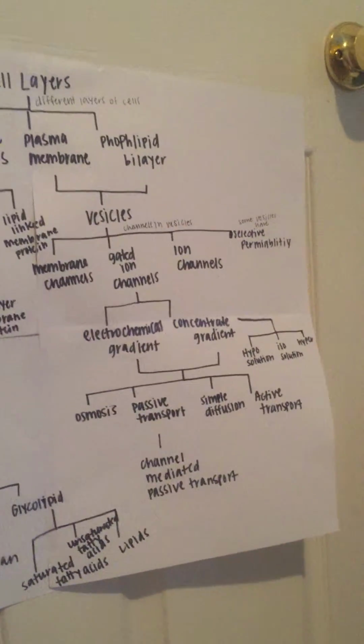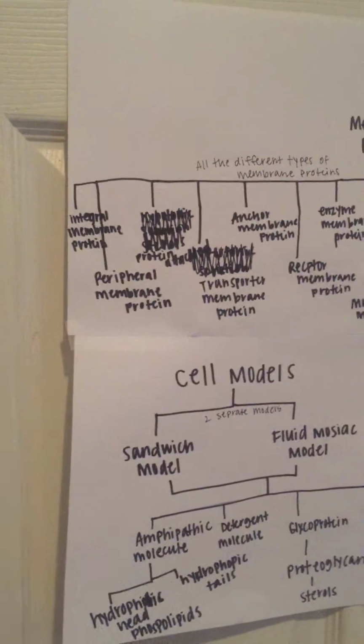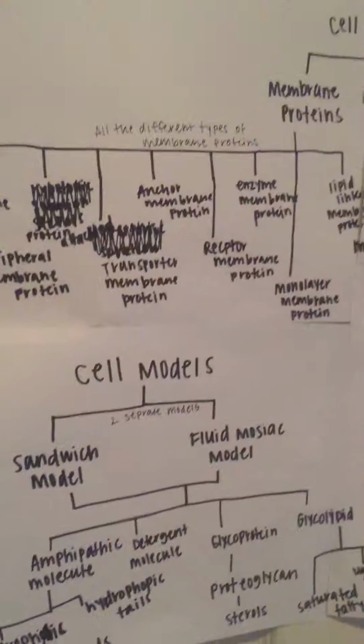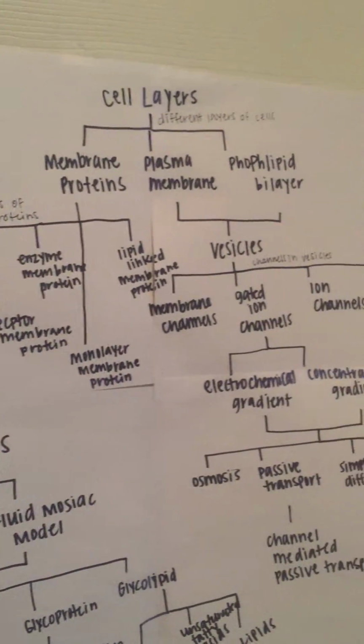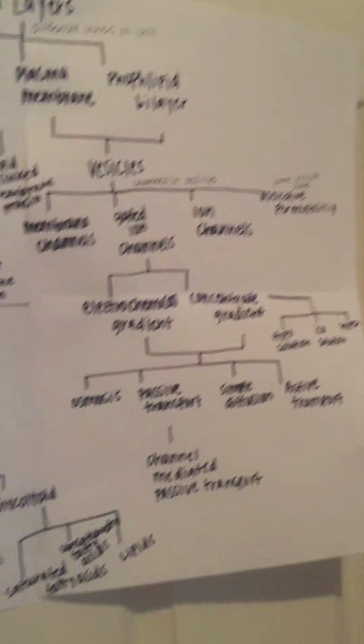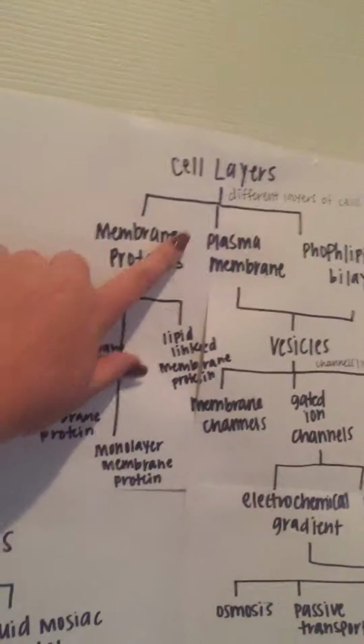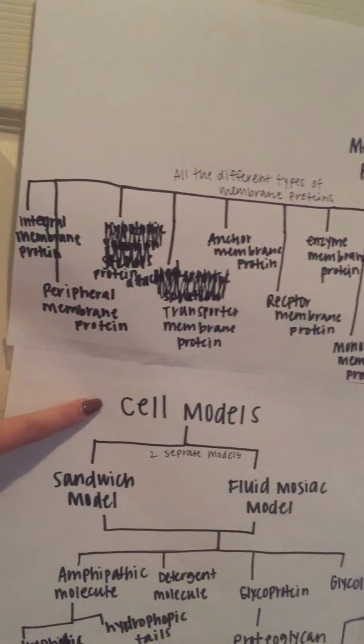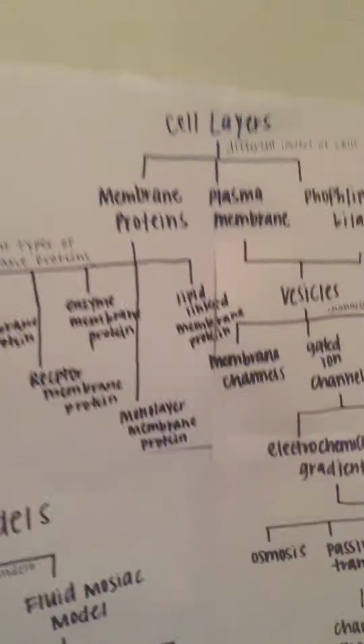Here is my concept map. I'm going to just show it to you up close really quick before I start explaining. I have two different separate parts of the map. There's the first part, cell layers, and then the second part, cell models. So I'm going to start with the cell layers.